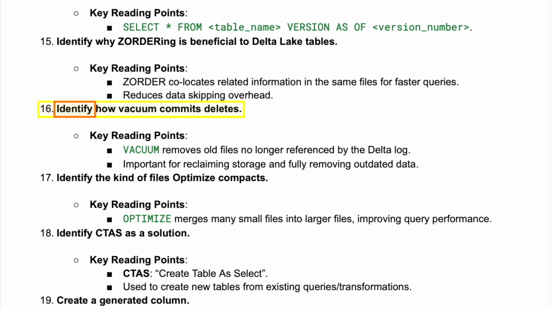16. Identify how VACUUM commits deletes. Key reading points: VACUUM removes old files no longer referenced by the Delta log. Important for reclaiming storage and fully removing outdated data.